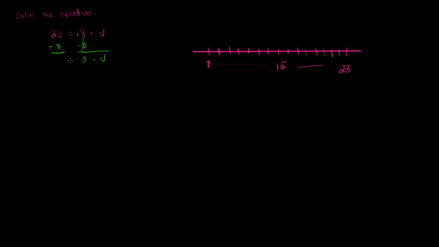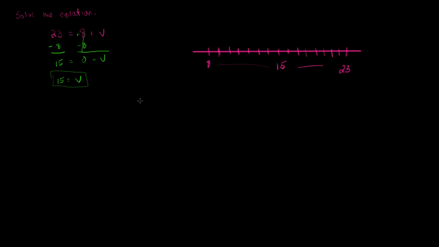I'm left with v. And that's going to be equal to 23 minus 8, which we know to be 15. Okay, and this 0 obviously doesn't do anything, so we can rewrite that as 15 equals just plain old v. And so we have proven using algebra that v is equal to 15.